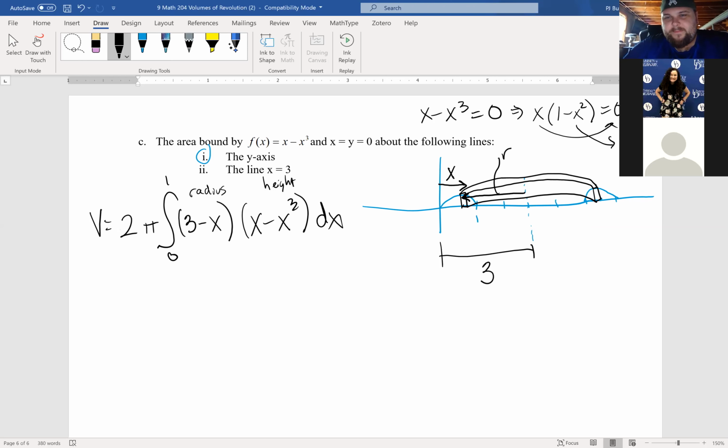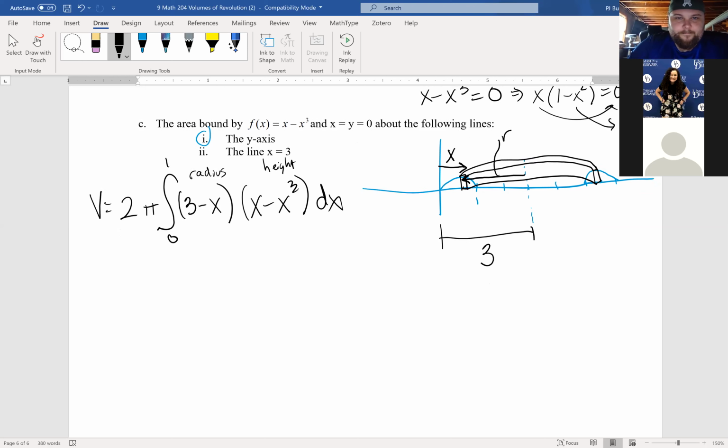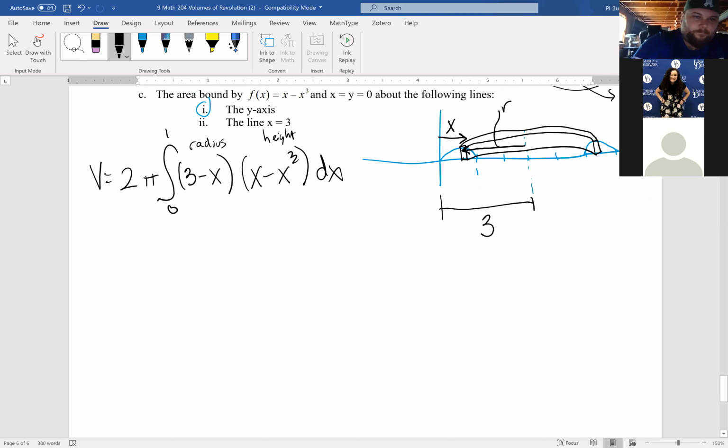So if they choose some axis besides the y-axis, then that affects the radius. So we're all done with the setup. Now we actually have to solve this thing.